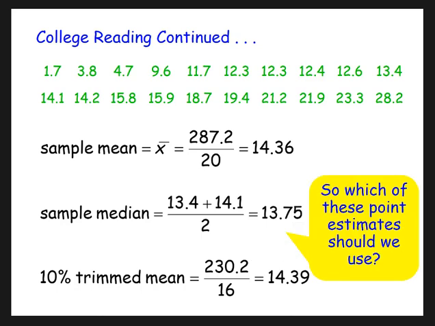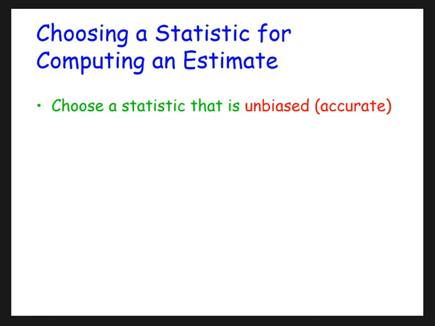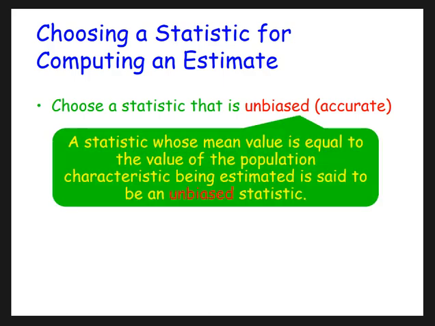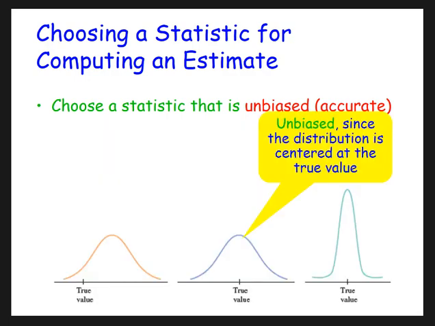So which of these estimates would we use? Well, we want to choose the statistic that is the most unbiased or the most accurate. In other words, the one that's going to most closely represent the population parameter. So a statistic whose mean value is equal to the value of the population characteristic being estimated is said to be an unbiased statistic or an unbiased estimate.